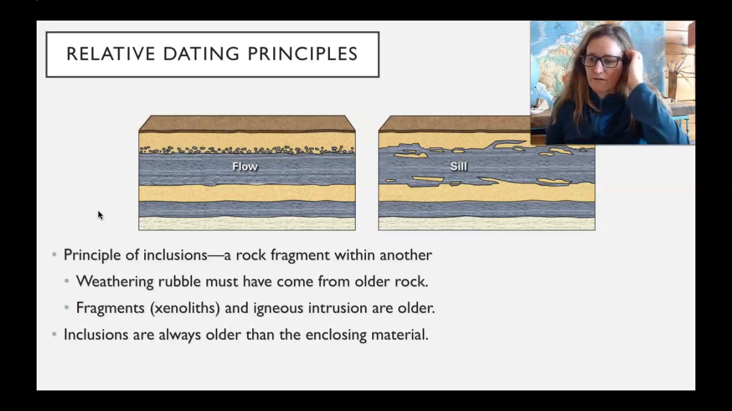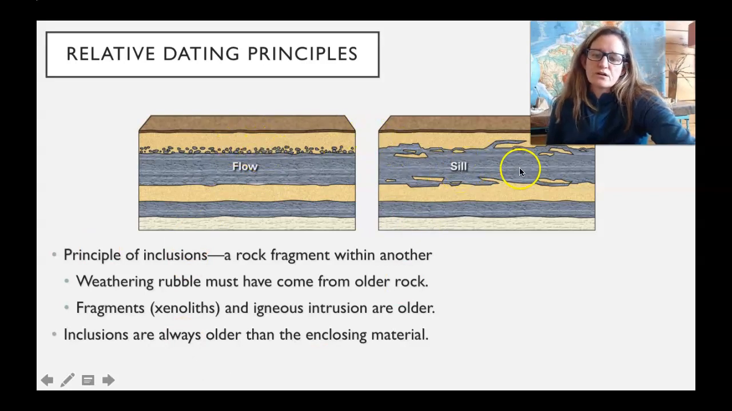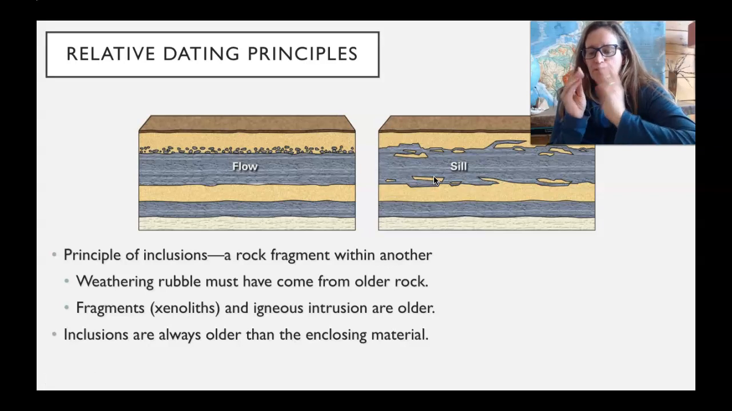So in the case of the flow here, you've got this yellow rock has pieces of the blue rock in it. Over here you have a sill that's been intruded into the country rock, and it's ripped up pieces of the wall of the sill, those yellow ones, and those have to be older than the sill.